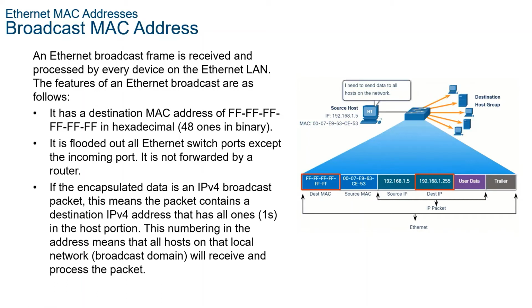Next, it is not forwarded by a router. So if there is a router here, the router is a non-broadcast device, so it will not be forwarded on the other side of the router. If the encapsulated data is an IPv4 broadcast packet, this means that the packet contains a destination IPv4 address that has all ones in the host portion. This numbering in the address means that all hosts on the local network broadcast domain will receive and process the packet.